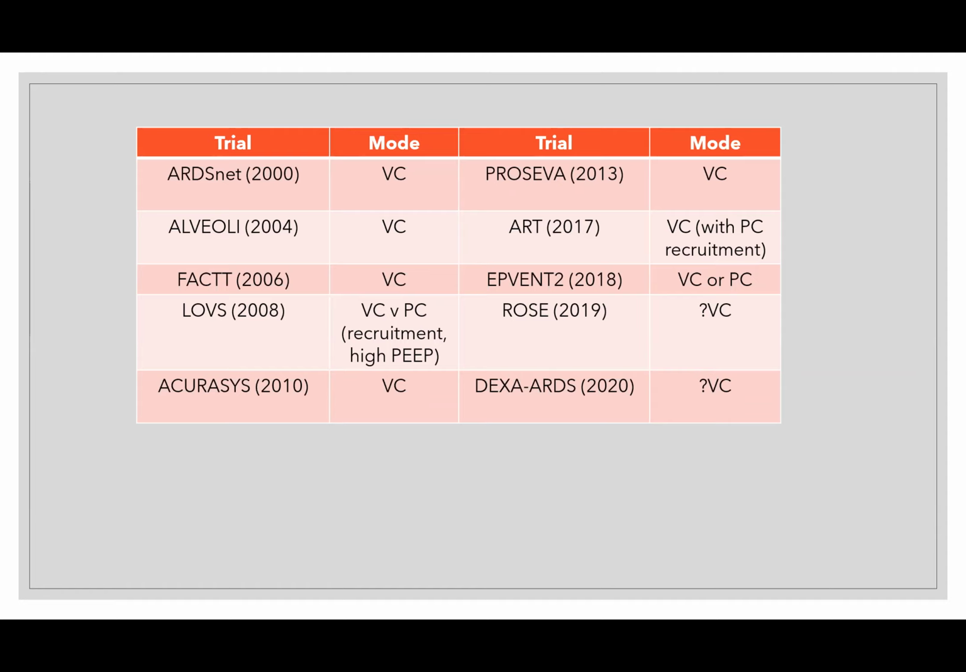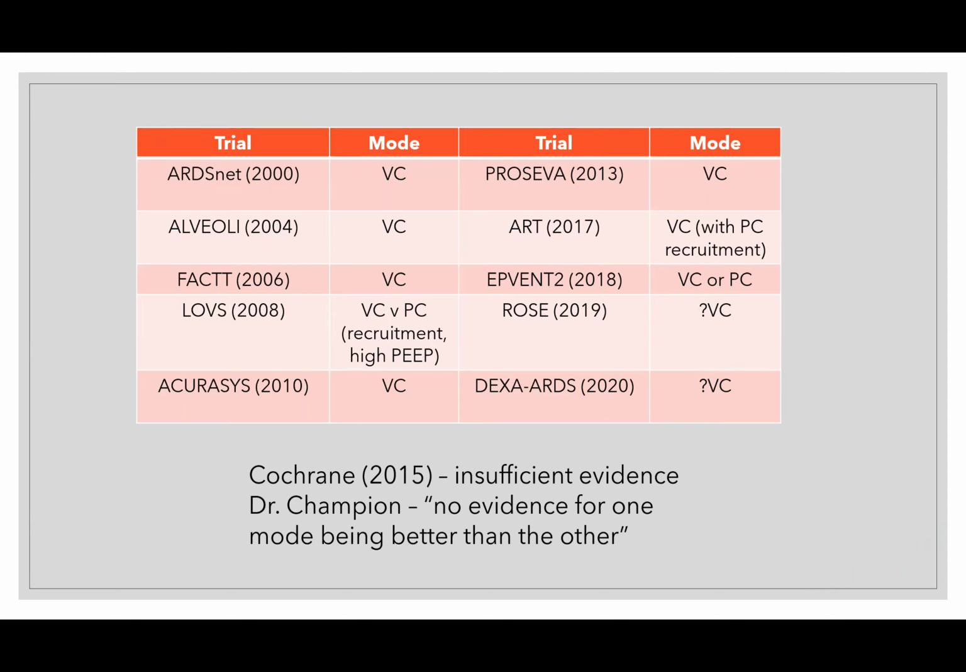So that gives us a sense that virtually every major landmark trial in ARDS has used volume control, for the reasons I outlined initially, that it guarantees us low tidal volumes. Cochrane, which is the biggest meta-analyzer of trials, in 2015 said that there's insufficient evidence because these two modalities had never been studied against one another. And then my highest quality of evidence in ARDS is Dr. Champion, whose personal take is that there's no evidence for one mode being better than the other.